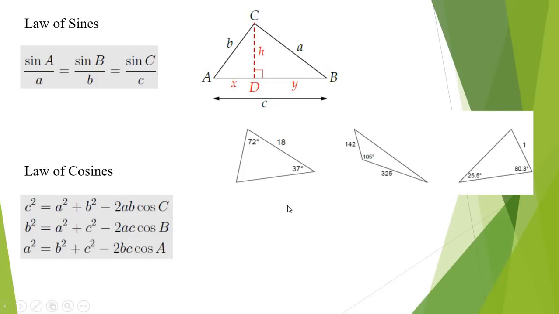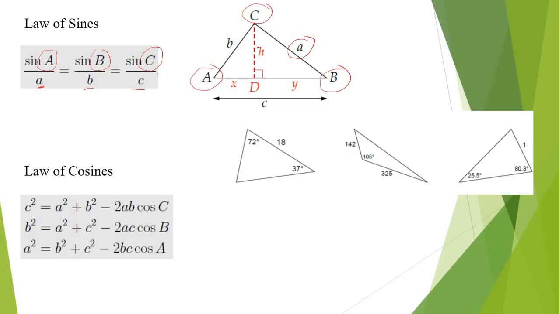Okay, another very important tool or formula you can use when dealing with triangles are the law of sines and the law of cosines. For the law of sines, we have sine A over a is equal to sine B over b is equal to sine C over c, where your capital A, B, and C correspond to the angles, and your variables, small letter a, b, c, correspond to the side lengths.